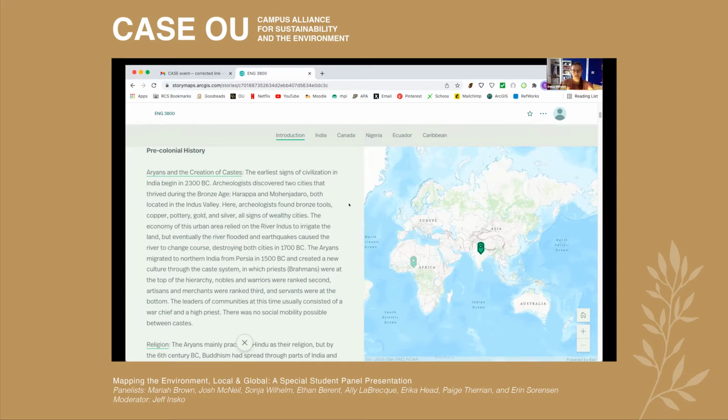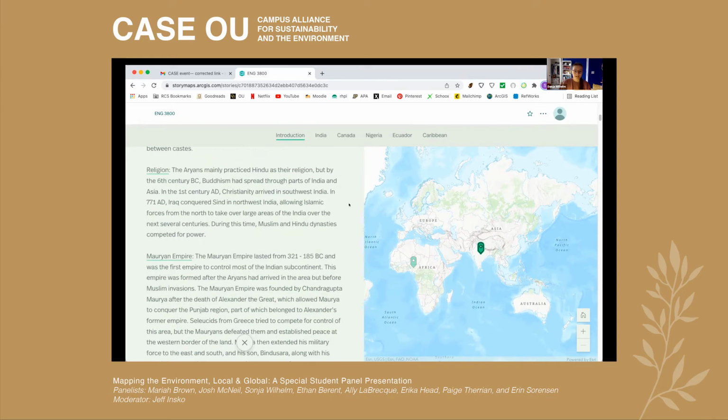And the key aspect of the caste system that's different from, for example, our economic system today is that there is no social mobility between castes. So whatever caste you were born into is the caste you remain in for the rest of your life. Then in addition to economic tensions, there were also religious tensions. So the Aryans were mainly Hindu, but throughout the pre-colonial history of India, we have the introduction of things like Buddhism and Christianity and eventually Islam. And then Islam and Hinduism came to dominate, which led to Muslim and Hindu dynasties competing for power.